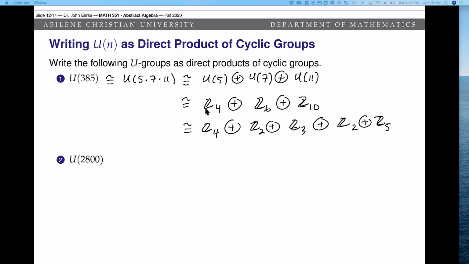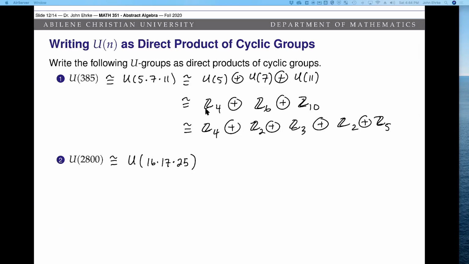Finally, something like U2800, right? So this is a huge group, and I'm going to show you the importance of what it is we're talking about. This is an enormous group. I wouldn't even know where to start to look at elements of particular orders in this group, but the decomposition tells us a lot. So U2800 is isomorphic to its relatively prime factorization would be 16 times 17 times 25.